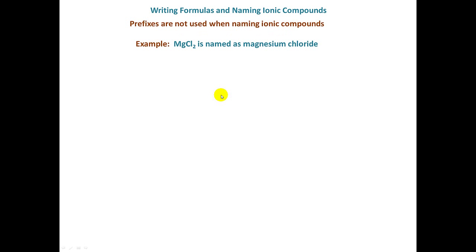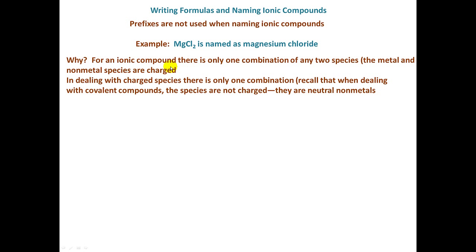So how do we write formulas and name ionic compounds? First thing we have to realize is that prefixes are not used when naming ionic compounds. So magnesium chloride is named as magnesium chloride and not magnesium dichloride. Why? Because for an ionic compound, there's only one way that the two species, the metal and the nonmetal species, can combine. Remember, both species are charged. When we're dealing with charged species, then they can only combine in one way.